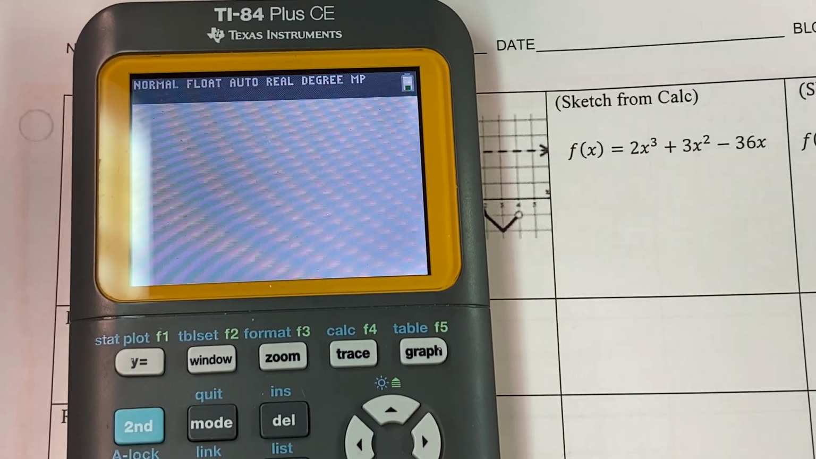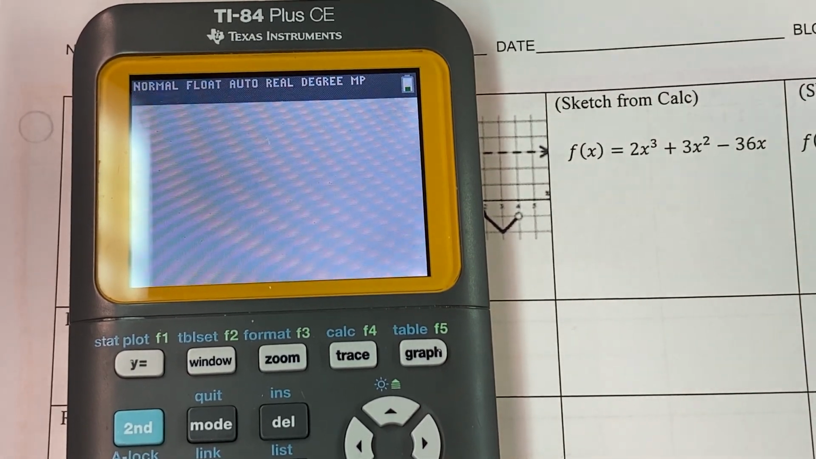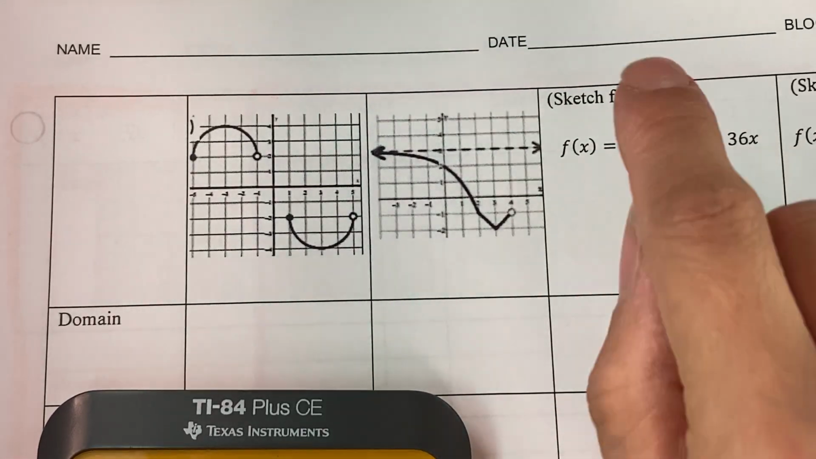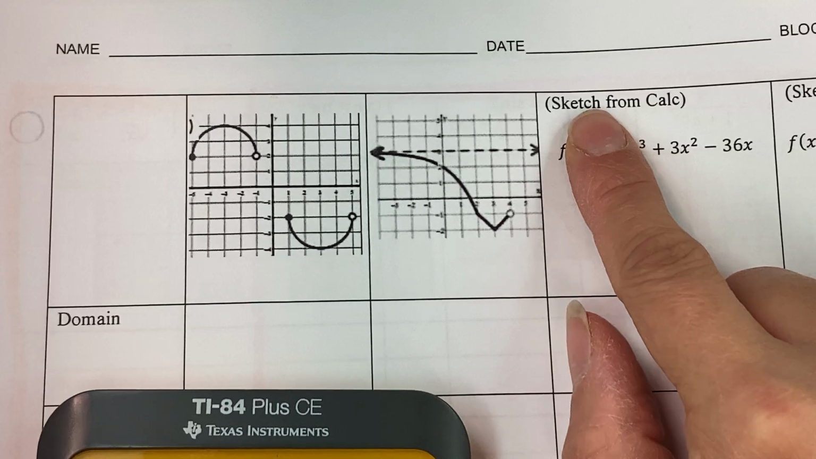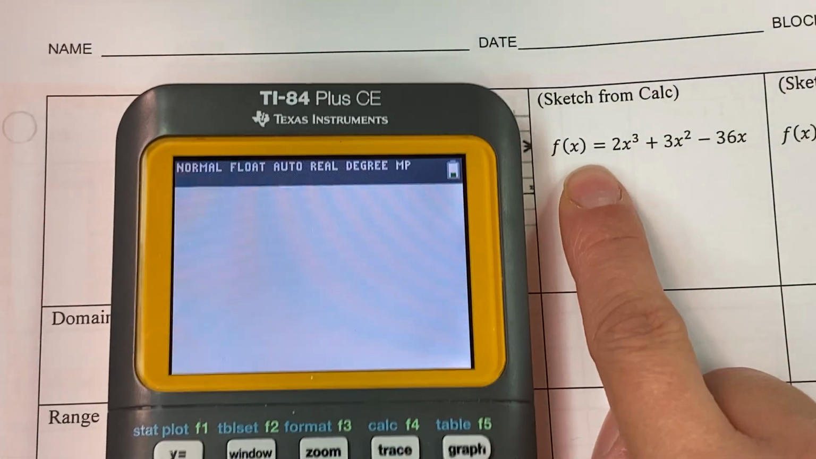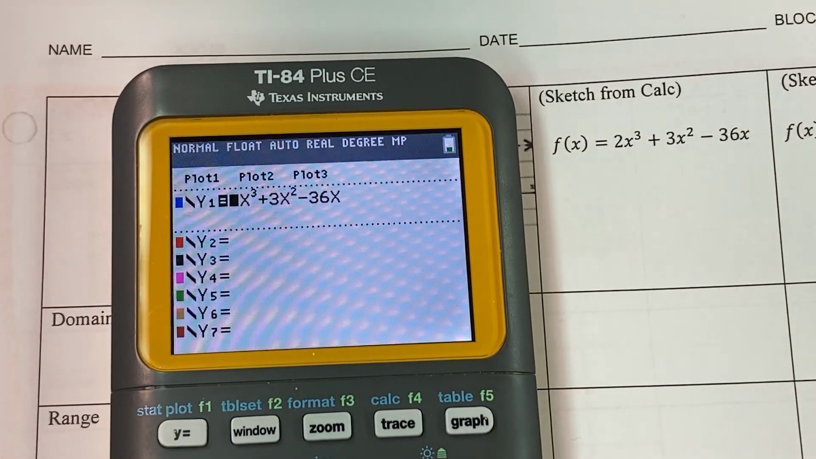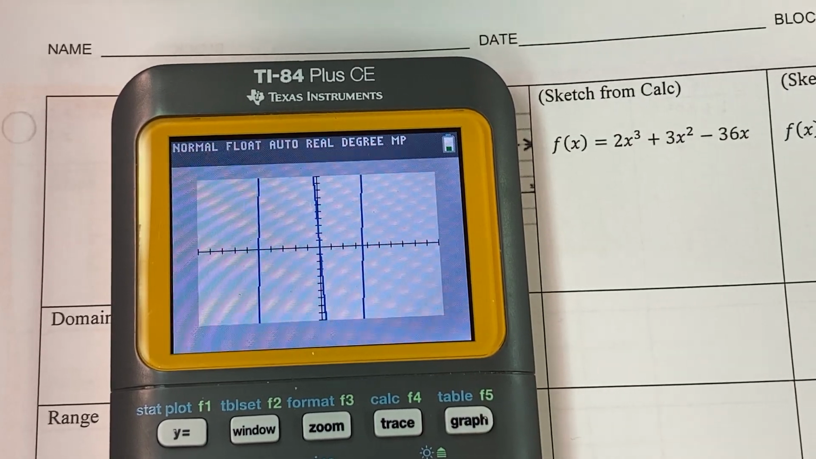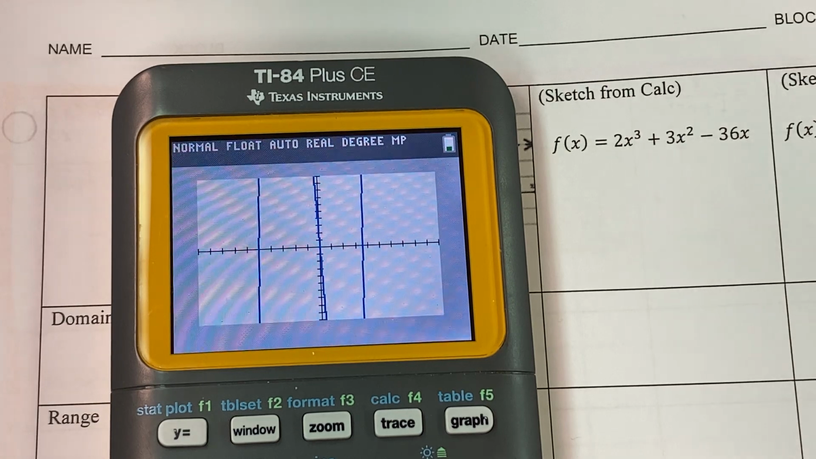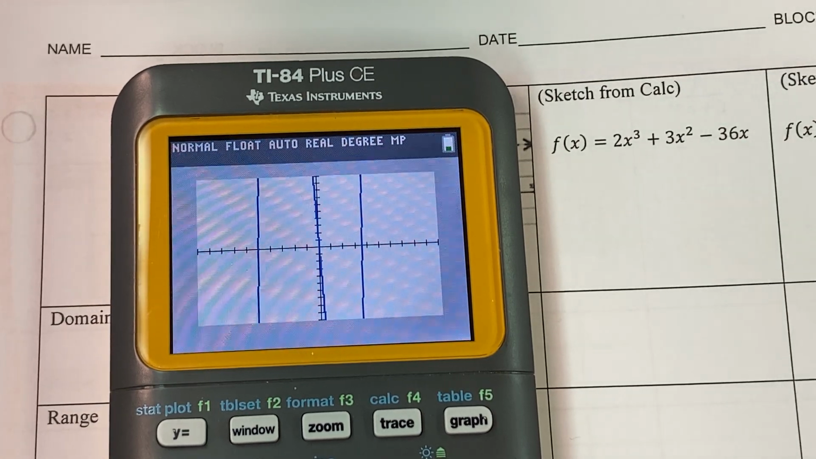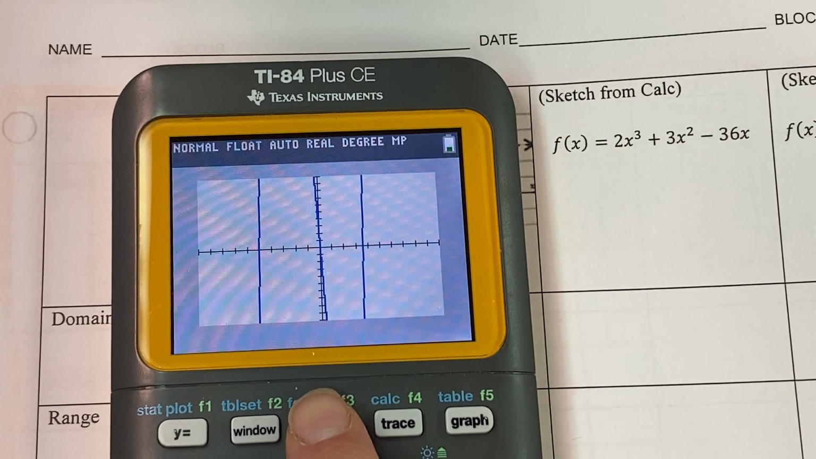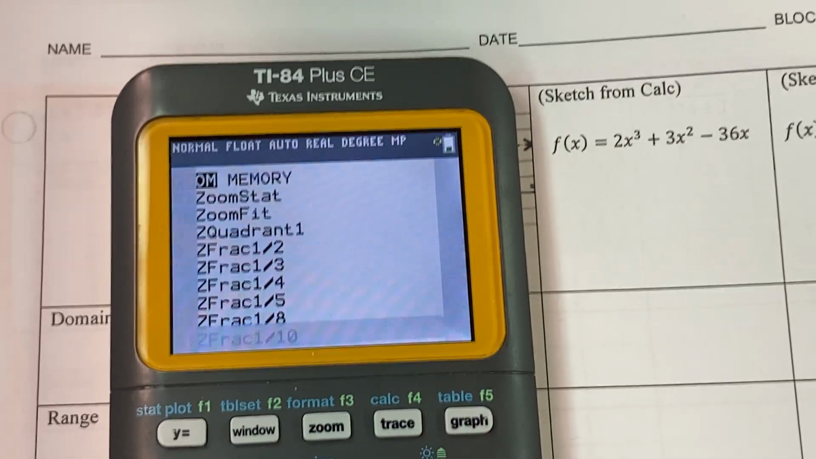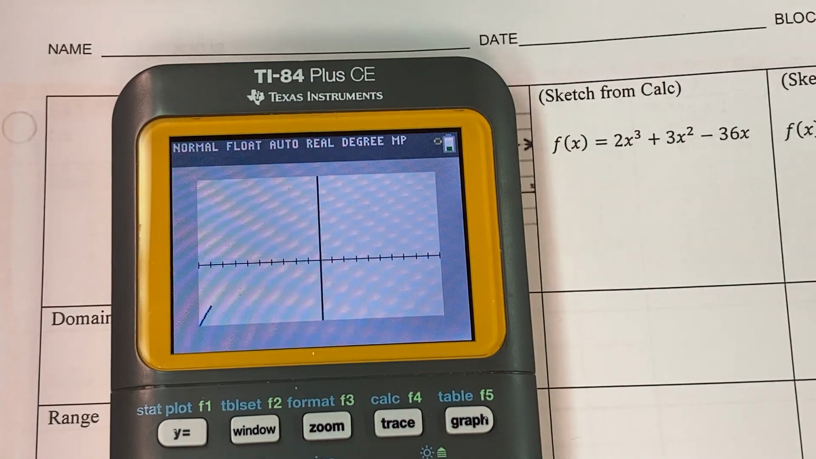Good morning, everyone. In this video, we are on page 4 of the practice set, looking at this third problem where we have a polynomial. Now here, we're gonna make a sketch from our calculator. So I went ahead and typed this equation into my y equals, and when I hit graph, I see this. Now, the problem is I can't see the whole graph, so I'm not really sure what all is going on here. So I'm gonna go ahead and hit zoom fit, which is option 0, and see what that shows me as far as my graph goes.